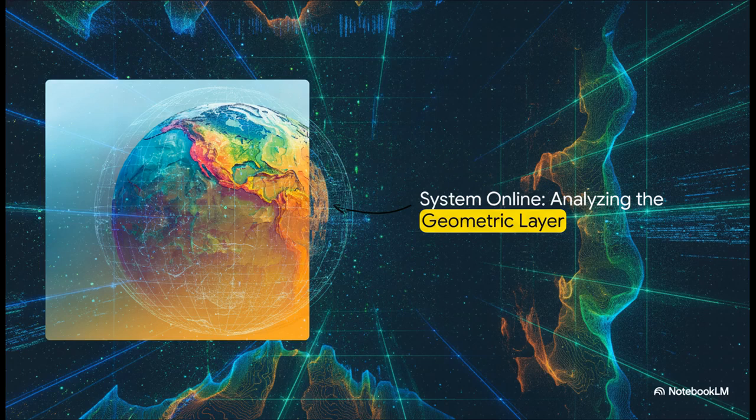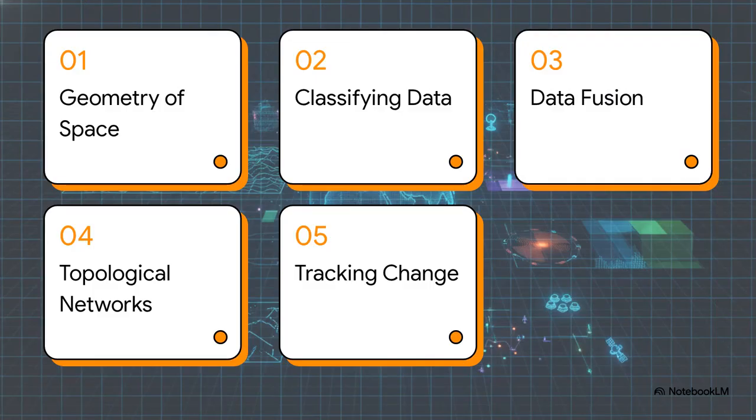This isn't just a pretty picture, right? It actually represents a massive, complex database of spatial coordinates, elevations, and themes. Modern cartography is all about analyzing this incredibly dense geospatial data to guide everything from urban planning to vital environmental conservation. So here is our roadmap for today's boot up. We'll start with the geometry of space, then classifying data, data fusion, topological networks, and finally, tracking change over time.